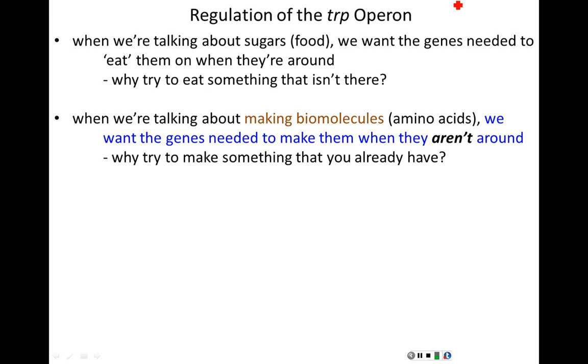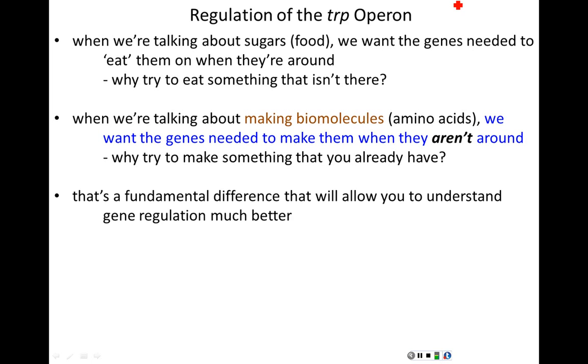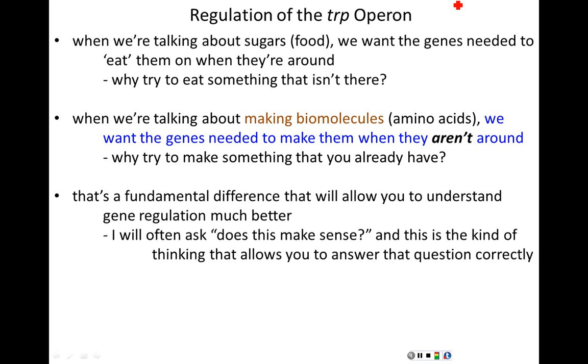If the molecule is a sugar, the cell wants to metabolize it. If the molecule is an amino acid, the cell needs it on hand and either will consume it or make it. So that's a fundamental difference behind the regulation of these operons. And if you can understand that difference, you can sort out the regulation a whole lot easier. I'll often ask on quizzes and exams with these types of questions, does this make sense? What I'm getting at is, does it make sense that the cell expresses the trp operon when tryptophan levels are low? The answer is yes. The trp operon allows the cell to make tryptophan, and the cell only wants to make tryptophan when tryptophan levels are low. If tryptophan levels were high, why in the world would the cell want to make more? It already has enough on hand.